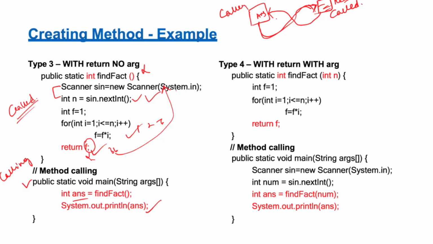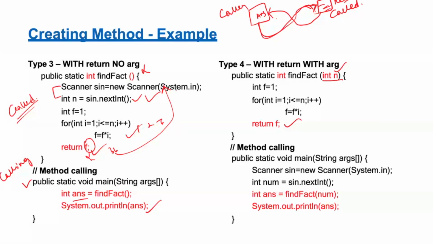And the last type of method is with both a return value and argument values. In this case, we are going to take an input value here, and also return a particular value here. So it will come from the calling method. This is a calling method.